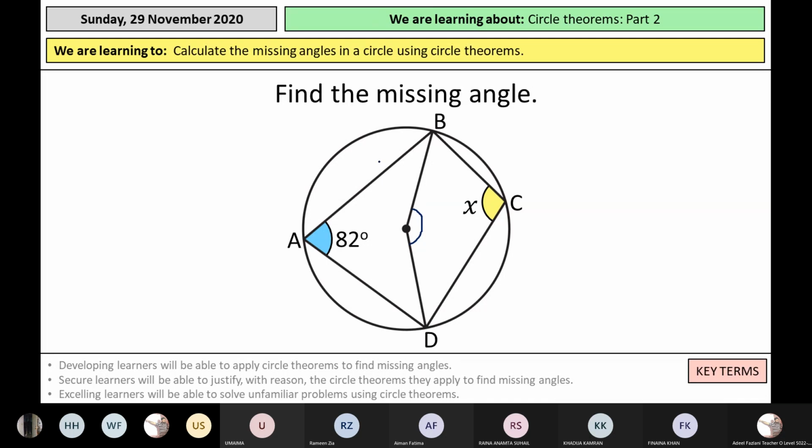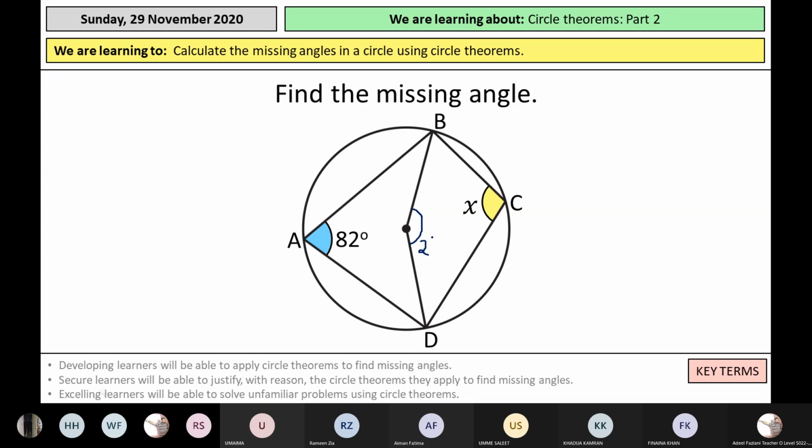What was the first property? Can you revise the properties? Sir, angle in the same segment था. मतलब जो आपने लिखवाया था. Angle at the center twice the angle at the circumference, angle in the same segment we have learned, right? And right now we are approaching x with the help of the property, angle at the center twice the angle at the circumference.